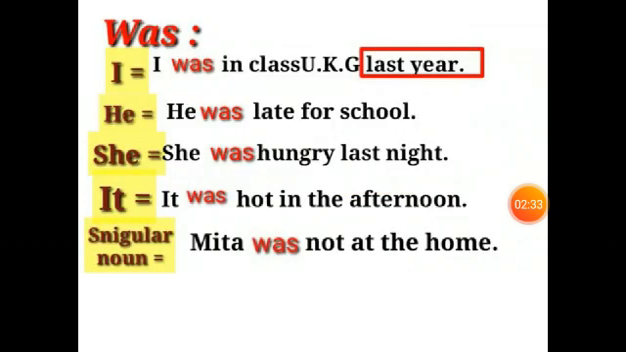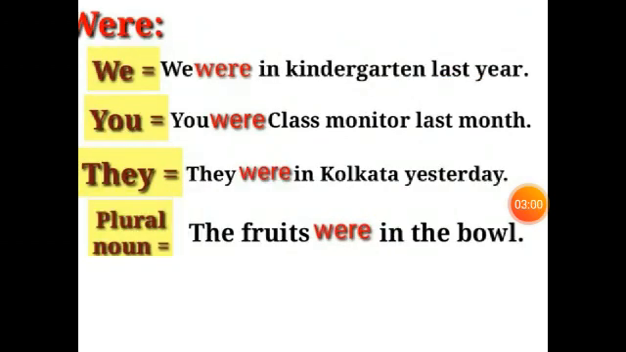Here we have few more examples. Let's have a look. I was in UKG last year. We are talking about last year. Therefore, we have used here was, because was and were are the to be forms of the verbs that we use in past tense. He was late for school. She was hungry last night. Meeta was not at the home.